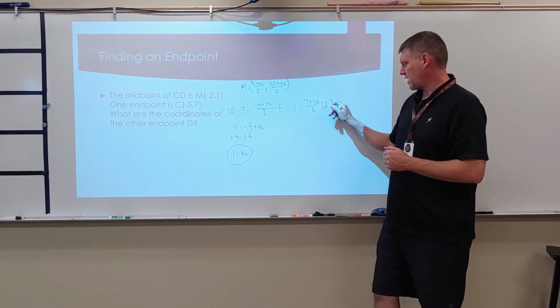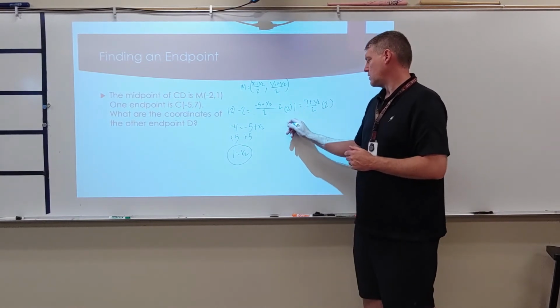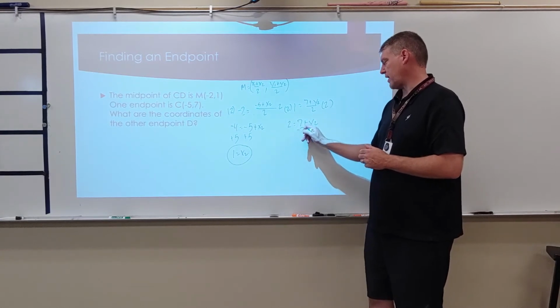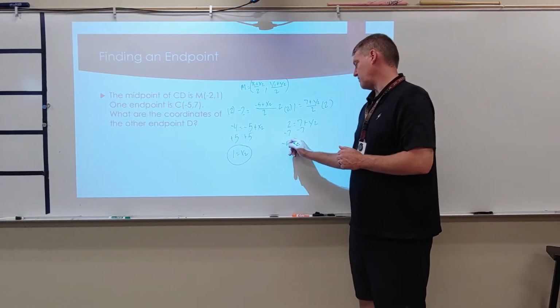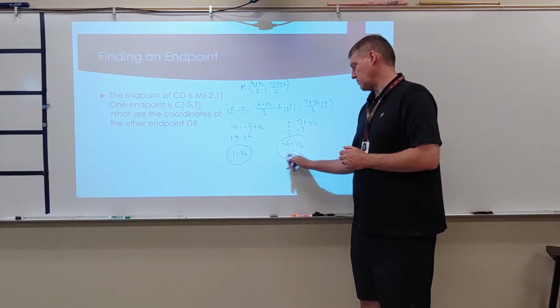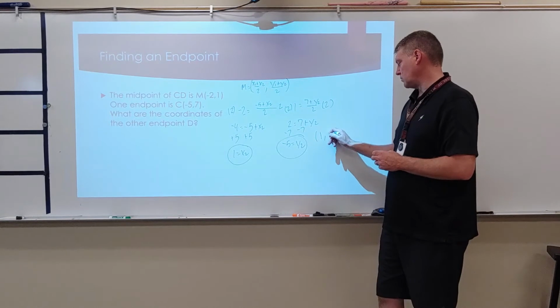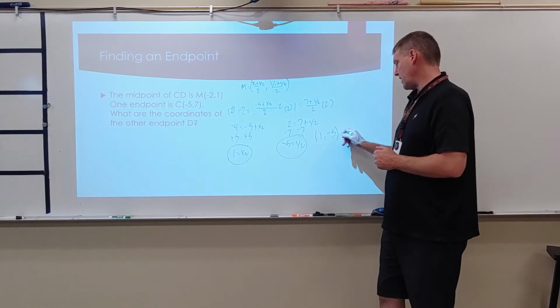Over here, I'm going to multiply by 2. 2 equals 7 plus y sub 2. I'm going to subtract 7 off. Negative 5 equals y sub 2. There's my y coordinate. So D is equal to 1, negative 5.